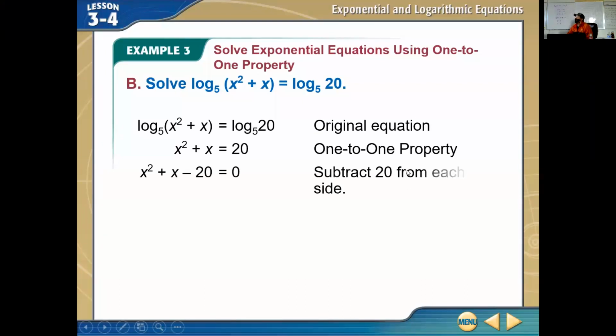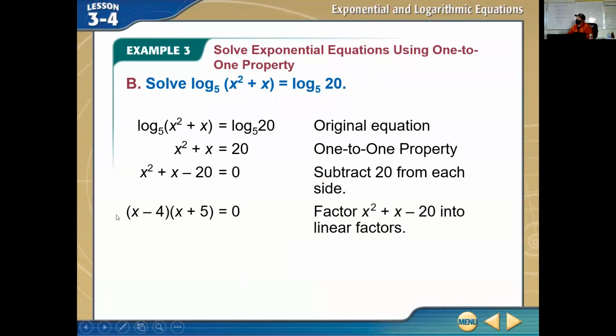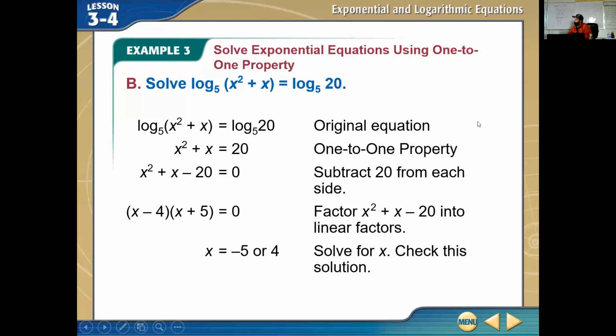So 1-to-1 property, they subtract 20 from each side, then they factor it. So x minus 4, x plus 5, then the zero product property kicks in. So I have to set both of these equal to 0 and solve for x. So I get -5 or 4. Check the solution by plugging it in. -5 squared is 25 plus -5 is 20. That checks out. 4 squared, 16 plus 4 is 20. So we're good on both of those.